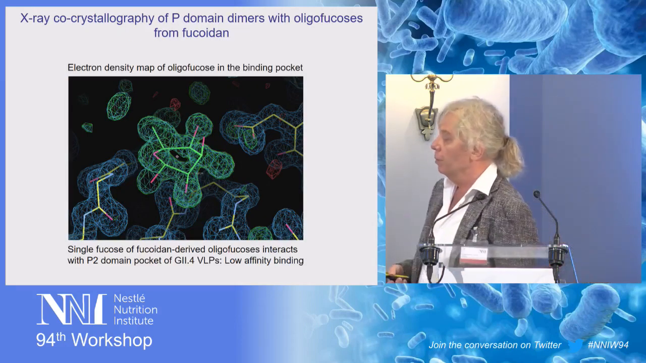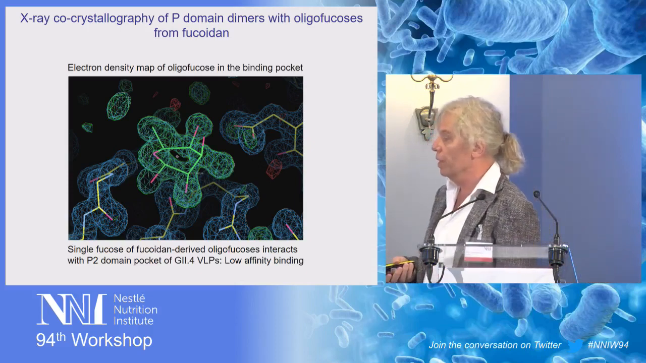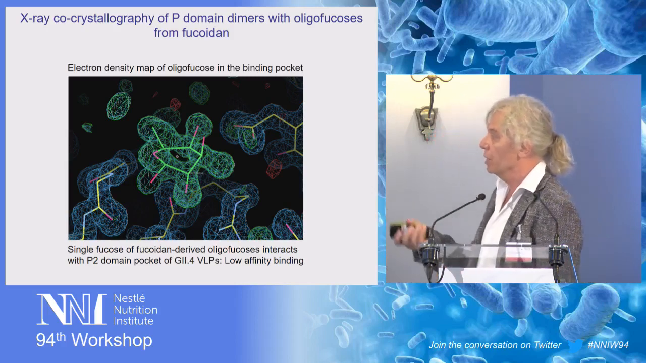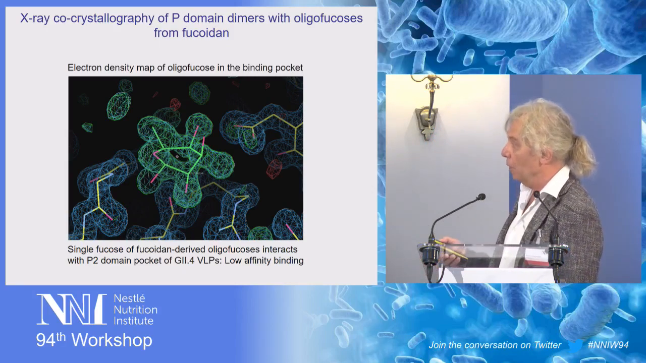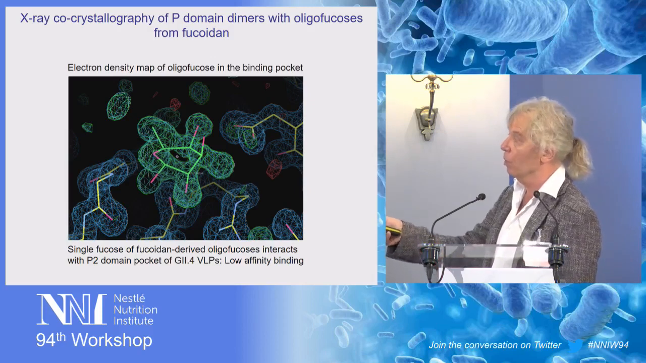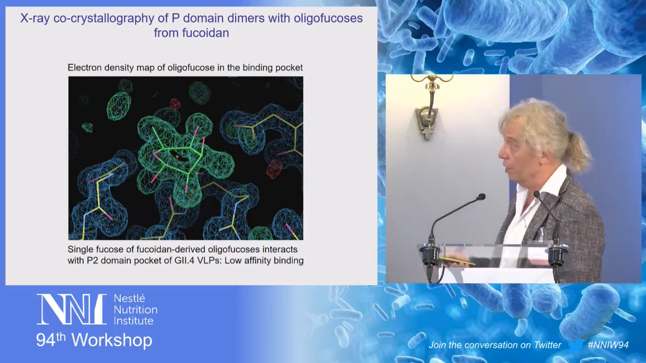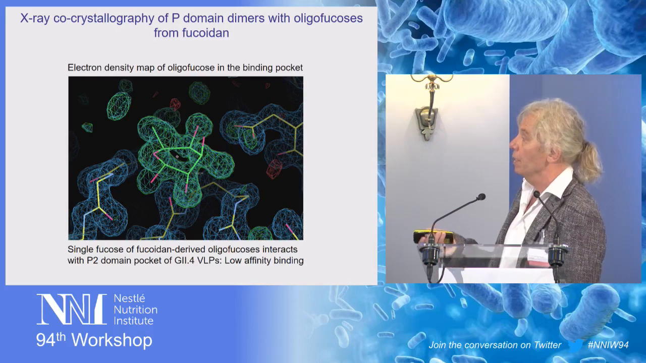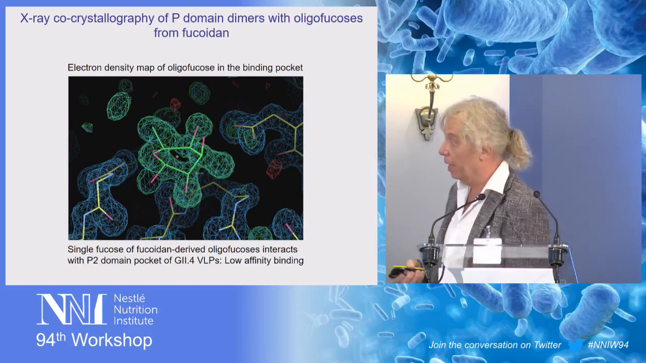Interestingly, when we tried to entrap the oligosaccharides generated from fucoidin in a co-crystal with the P domains of the virus, we could demonstrate that only fucose shows up in the binding pocket. So this is exactly what we had expected. There is a strong effect, but this effect has nothing to do with the specificity. It's just the fucose which is linked. So it's a low affinity binding, but with a high avidity.